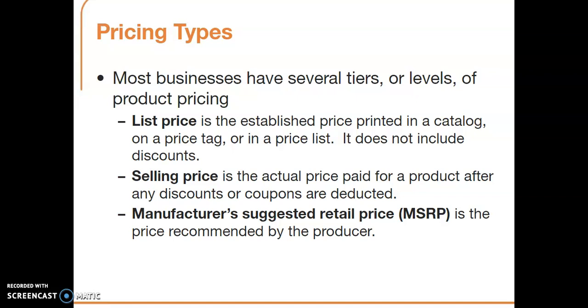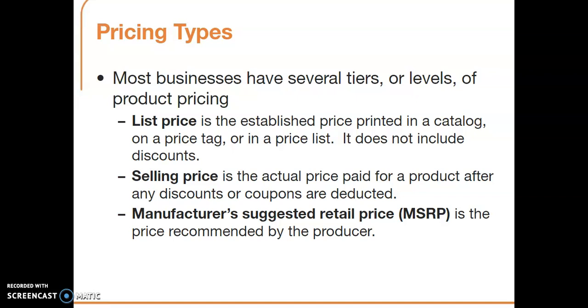So think about this holiday season, how many discounts were offered. So you would have the list price, the tag on the products, but then certain stores had different discounts, like 30% off all clothing, or maybe they said buy one, get one half off, or spend $50, save $10. So once you include those discounts, the price actually paid would be the selling price. So selling price is the actual price paid for a product after any discounts or coupons are deducted.